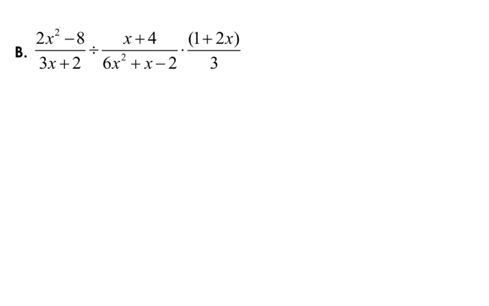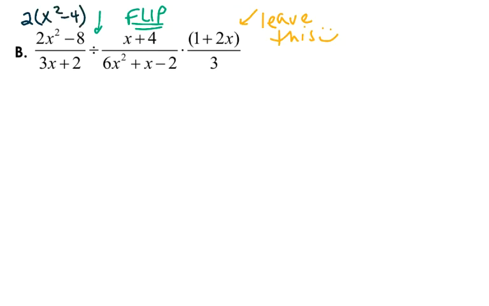Now, I rearranged where my division sign was. So if you look, here's a division sign right here, which means that this middle one is going to be flipped. And then we're going to leave this last one alone. So I'm going to start by factoring whatever I can factor. I know I can take out a GCF in this one, and I'll be left with x squared minus 4. So then I'll have a difference of squares: 2 times x plus 2, x minus 2. In the denominator, I've got 3x plus 2. I'm going to put parentheses around it so I remember that it's a factor.